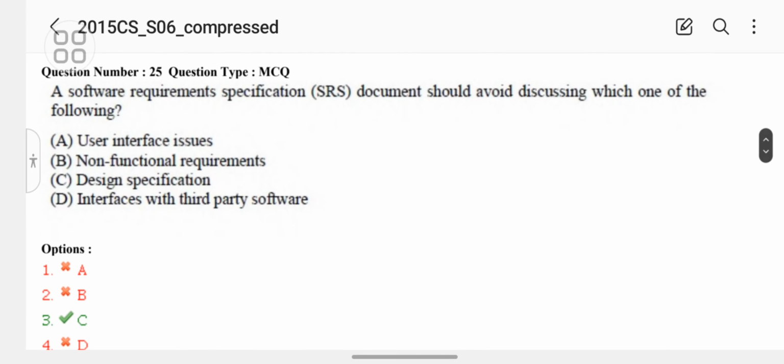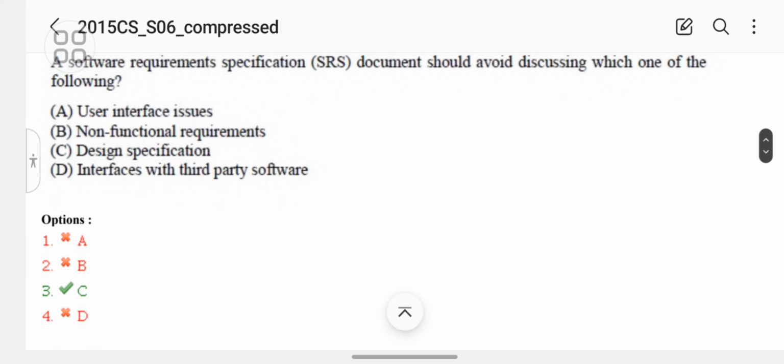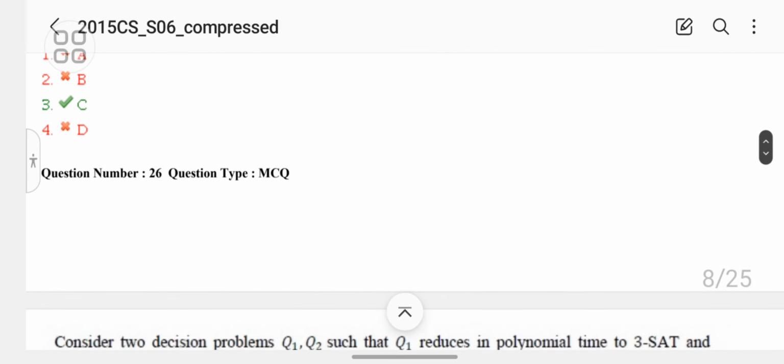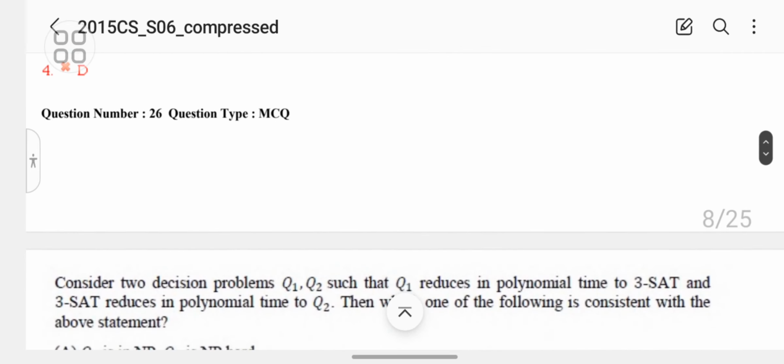25: a software requirement specification, that is, an SRS document, should avoid discussing which one of the following? For this our answer is C, that is, design specification, right? So the SRS should avoid the design specification. That is basically a software requirement specification.